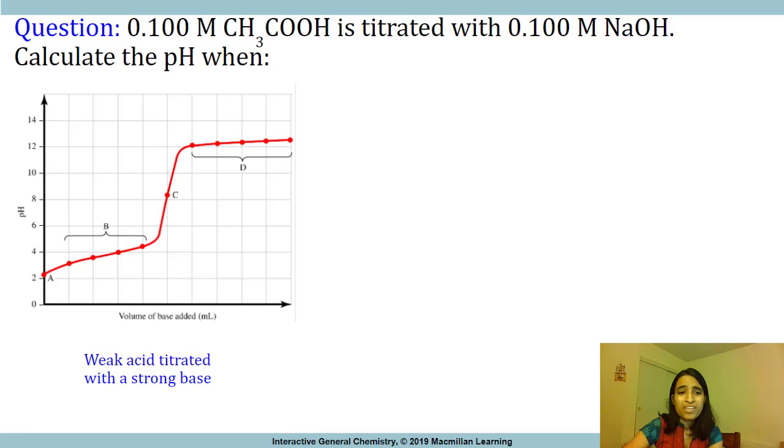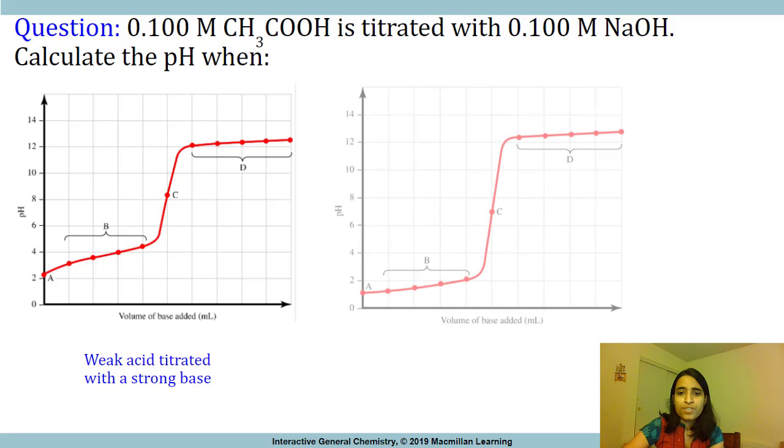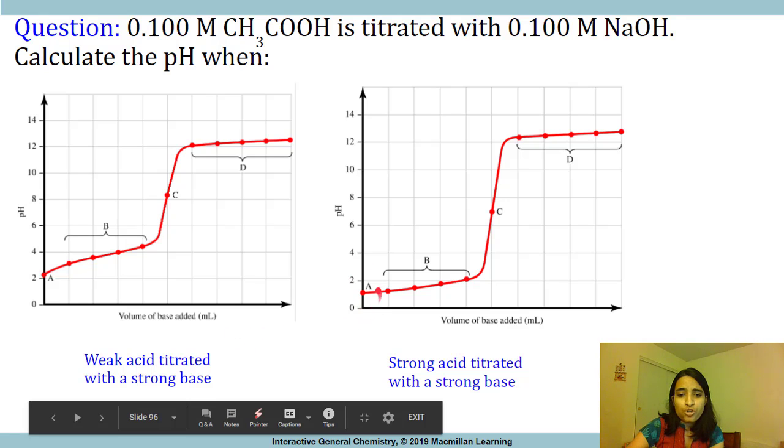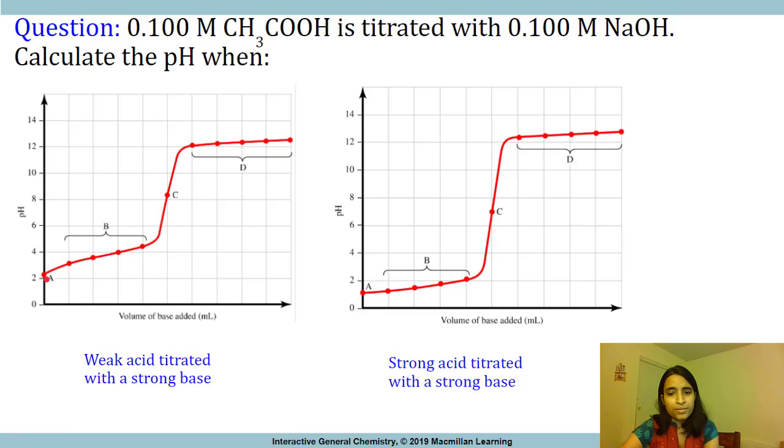I strongly recommend that you draw a titration curve, and as you're asked to solve the question, identify which segment of this curve you're asked to find the pH for. On this curve there are 4 different places, A, B, C, and D, very similar to the previous one we saw for a strong acid titrated with a strong base. There are some differences between these two diagrams. One is that the pH is much lower for a strong acid, as expected. The pH is higher for a weak acid.